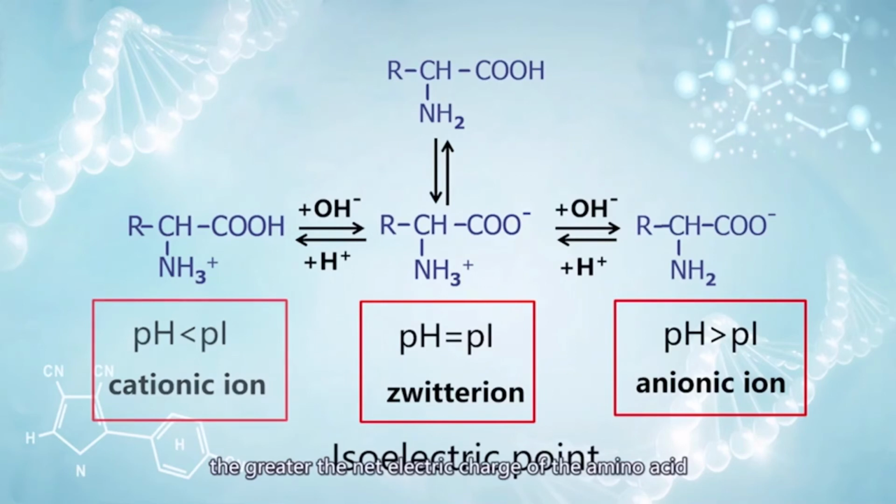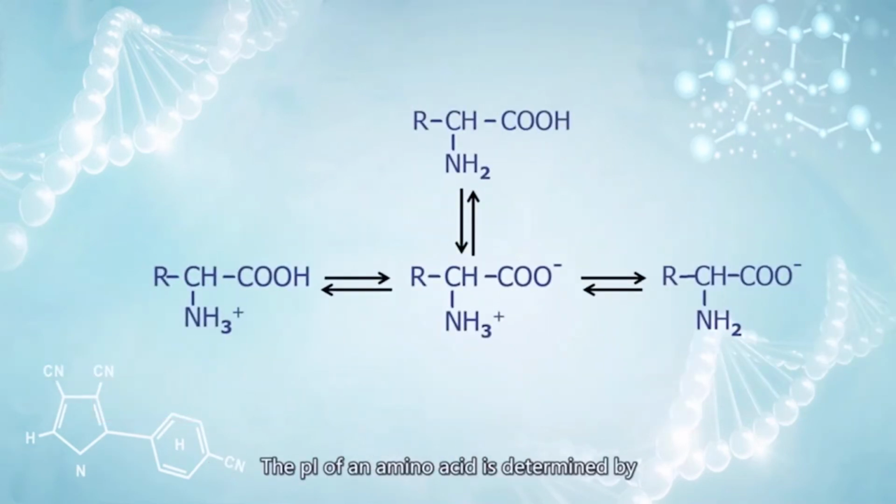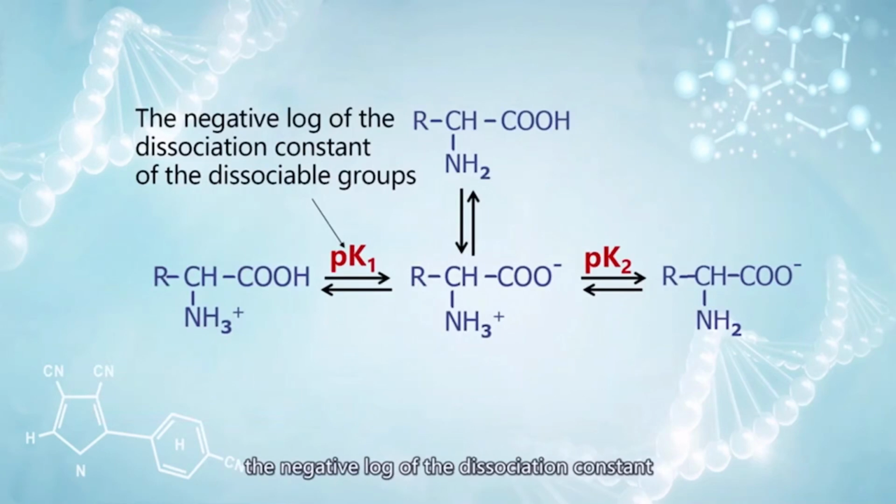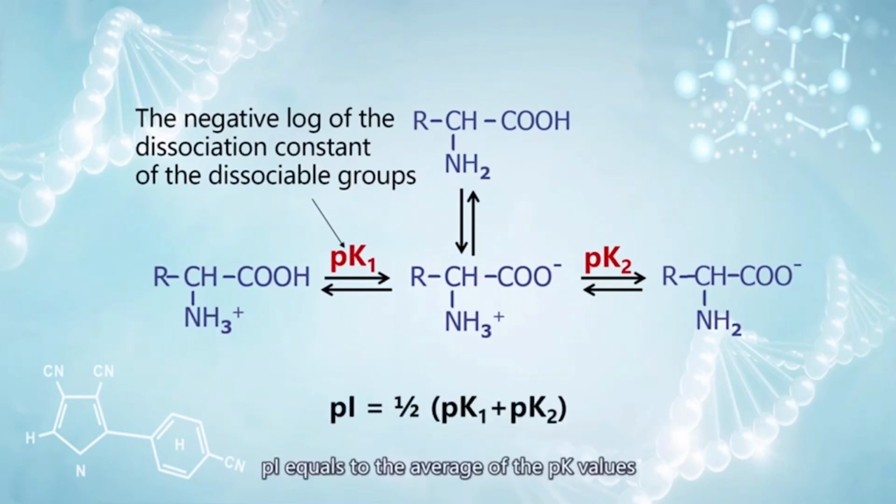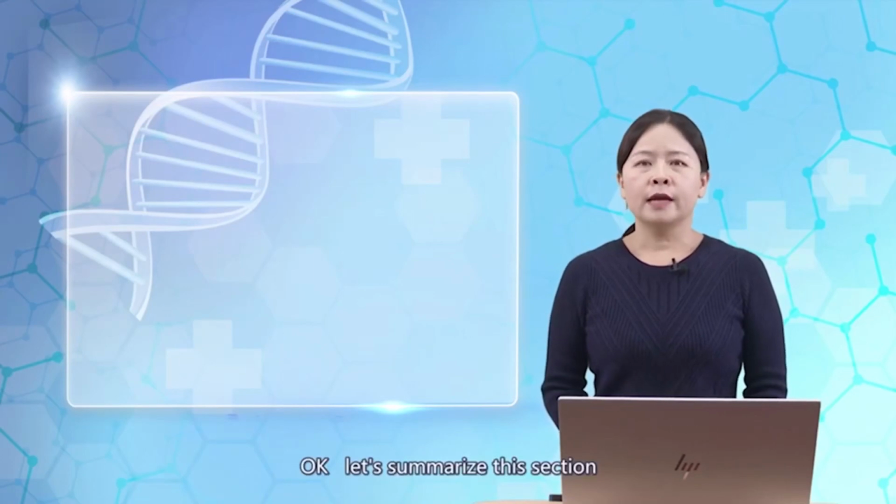The pI of an amino acid is determined by the negative log of the dissociation constant of the dissociable group. The calculation formula is pI equals the average of the pK values on both sides of the dipolar ion. For the amino acids with ionizable R groups, such as acidic or basic amino acids, we should first write the ionization formula and then take the average of the pK values on both sides of the dipolar ion. Okay, let's summarize this section.